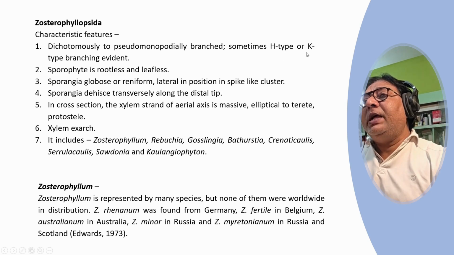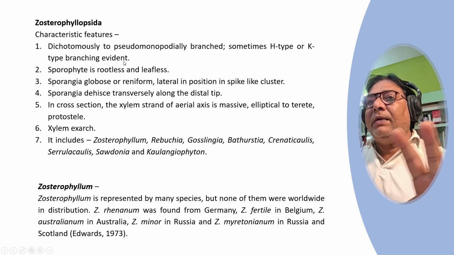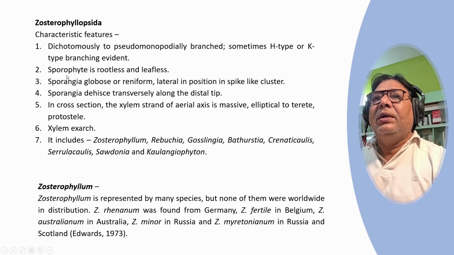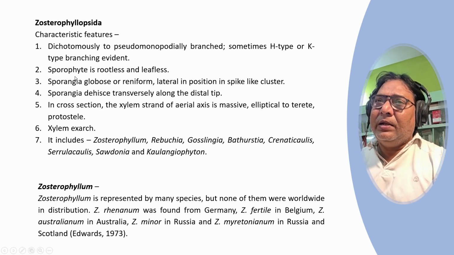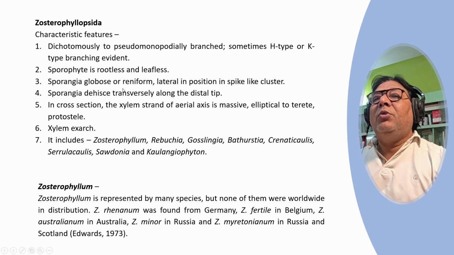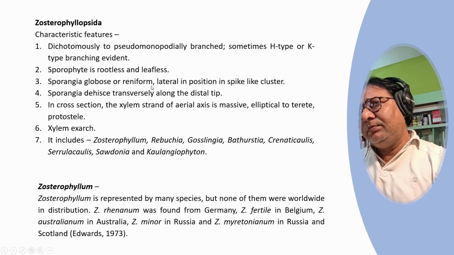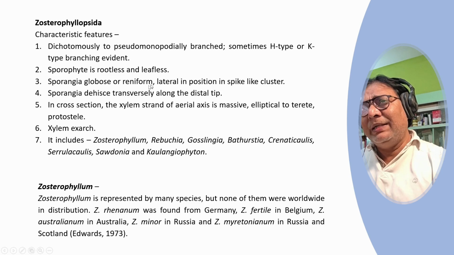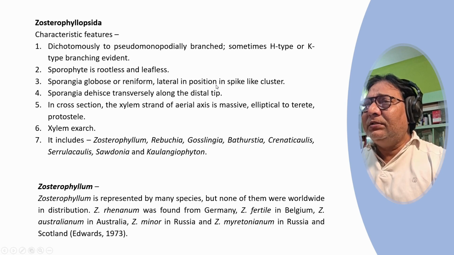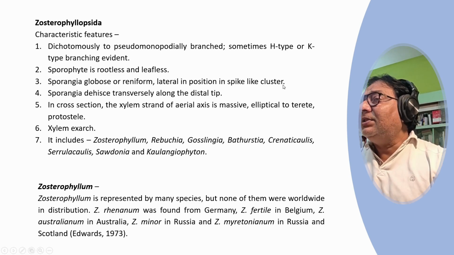Sometimes H type or K type of branching is evident. I will show you what is K type or H type of branching. Sporophyte is rootless and leafless. This is also a rootless and leafless plant. Sporangia globose or reniform. They are not spindle shaped as was there in case of Rhynia. Lateral in position in spike. So this is not terminal in position, lateral in position, and in spike-like clusters.